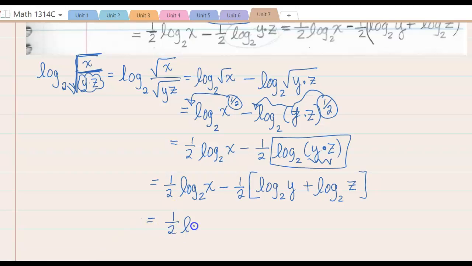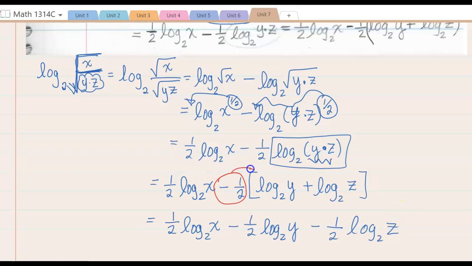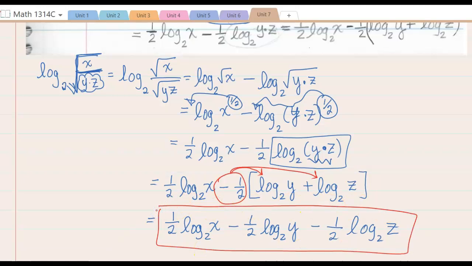So I have 1/2 log of base 2 of x minus 1/2 log base 2 of y minus 1/2 log base 2 of z. So remember what I'm doing. I'm getting this minus 1/2 and multiplying it times this log and multiplying it times this log. And that would be our final answer. So I wanted to make sure that I showed you that.